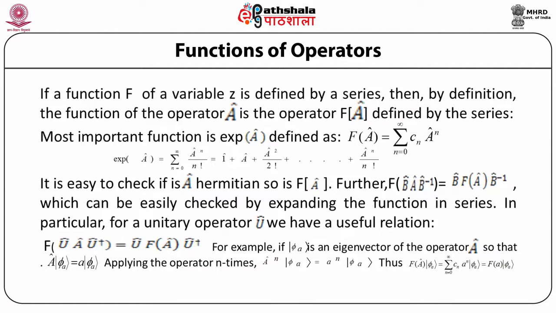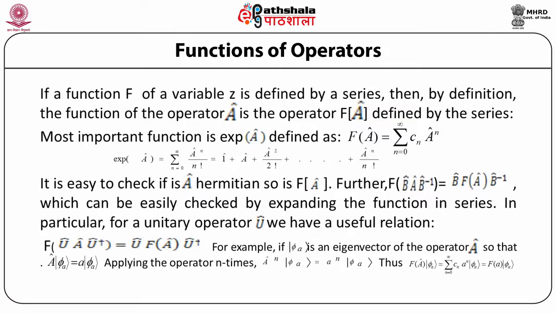In particular, for a unitary operator U, we have a useful relation: f of operator U, operator A, operator U dagger is equal to operator U times f of operator A, operator U dagger. And for understanding this identity or relation, we can take an example.